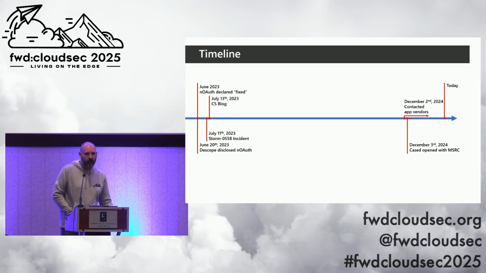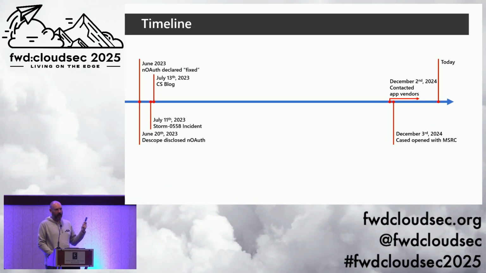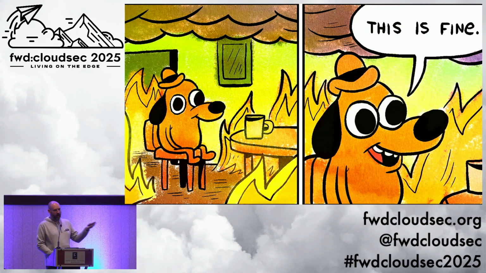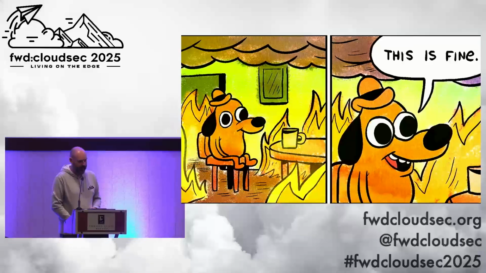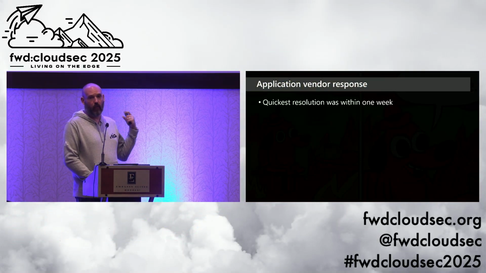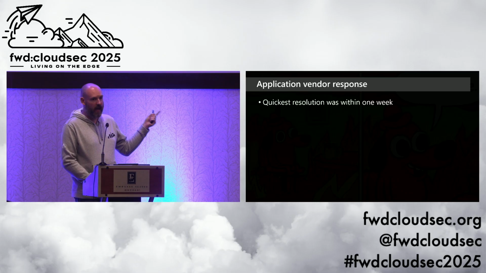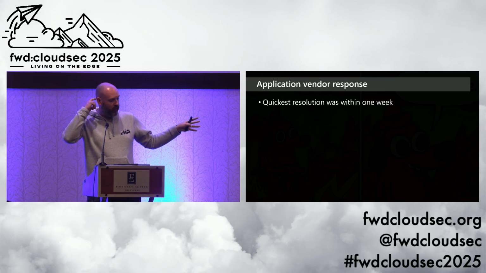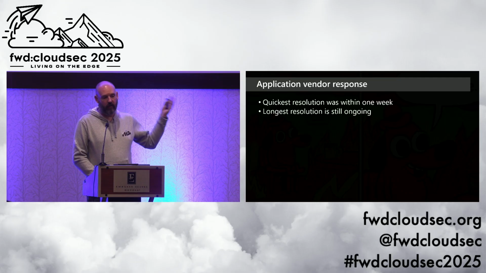December 2nd, we started notifying the application vendors, basically the day before we opened our case with MSRC. And this is basically what most app vendors' response was like, if we even got one from them. With the application vendors, the quickest was within 1 week, one resolved the issues. We worked with them pretty closely to get that taken care of. And as you can see, the longest are still ones that are ongoing.